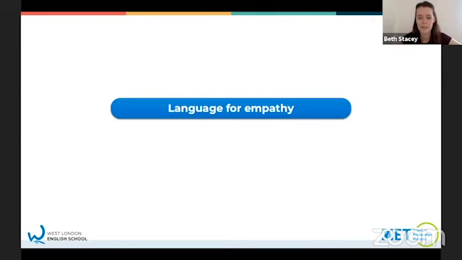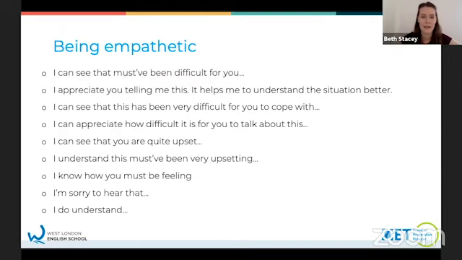So we're going to go through just some of the language that we've had today in all of the examples that we've seen. So language for empathy. And we're going to go through and think about the stress here. So here, the words in bold are the ones we emphasize. I can see that must have been difficult for you.